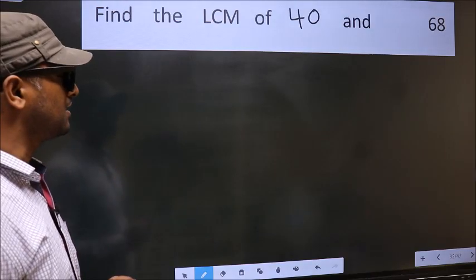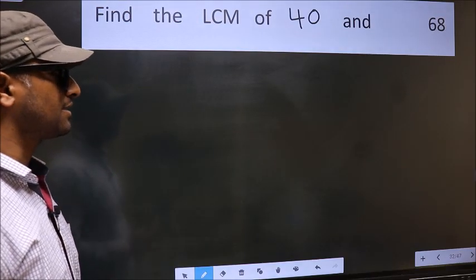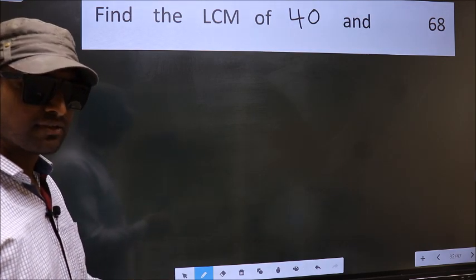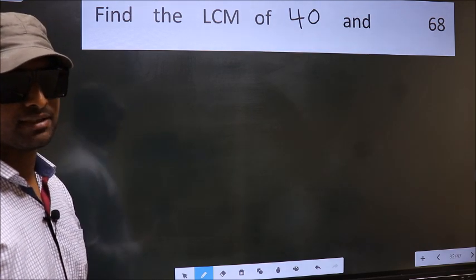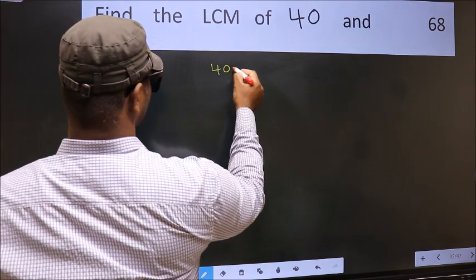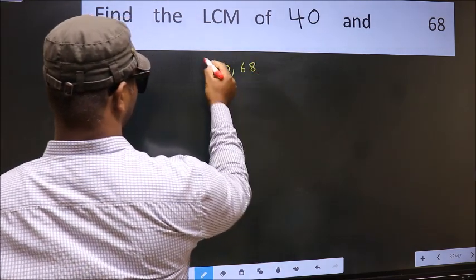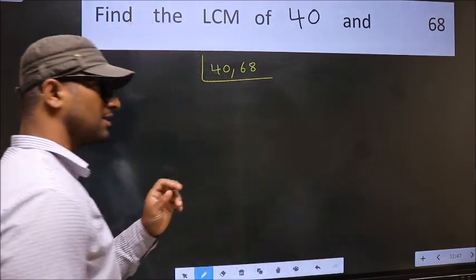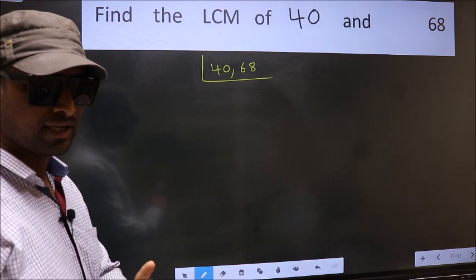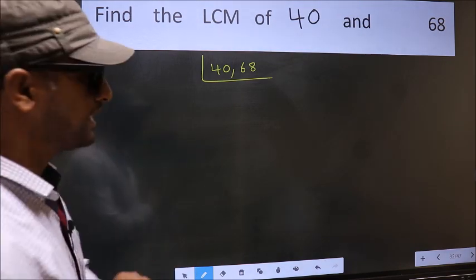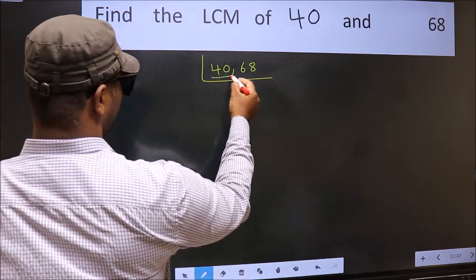Find the LCM of 40 and 68. To find the LCM, first we should frame it in this way. 40, 68. This is your step 1. Now you should focus on the first number, which is 40 here.